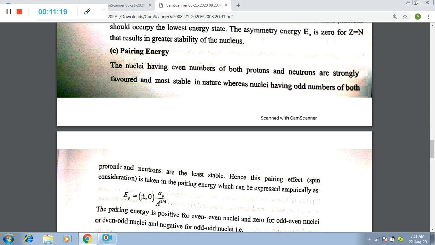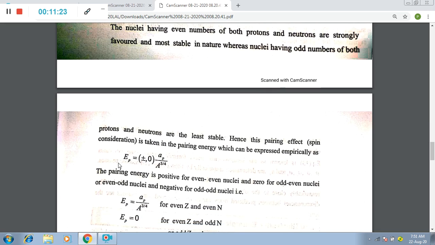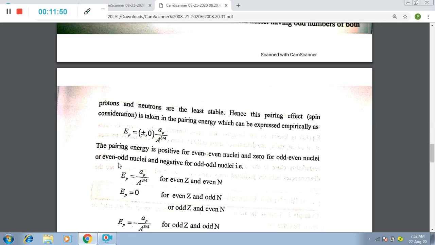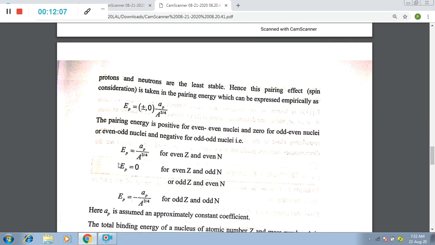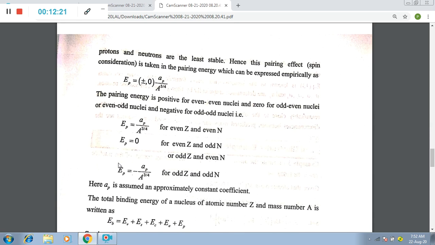Ep equals plus minus or 0 Ap upon A raised to power 3 by 4. The pairing energy is positive for even-even nuclei, 0 for odd-even or even-odd nuclei, and negative for odd-odd nuclei. That is, if both Z and N are even, in that case Ep is positive, so Ep equals Ap upon A raised to power 3 by 4. If Z even and N odd, or Z odd and N even, in that case Ep equals 0, and for both Z and N odd it is negative, so Ep equals minus Ap upon A raised to power 3 by 4. Here Ap is assumed an approximately constant coefficient.